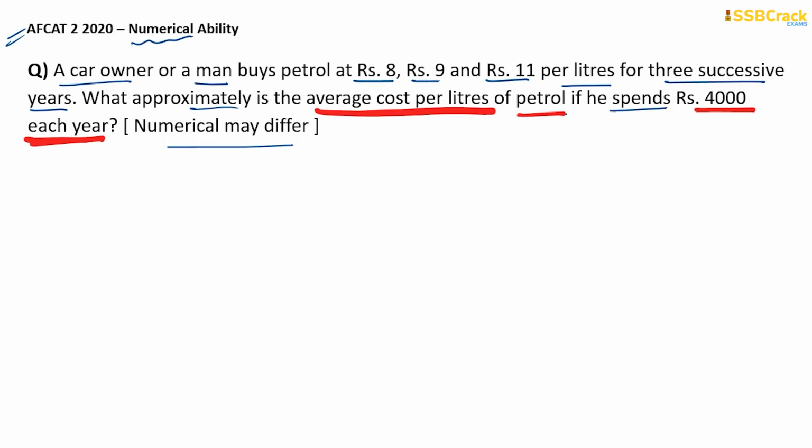Understand this question. In 1 year the man spends 4,000, so for 3 years it has to be 12,000 rupees, isn't it? So let's solve this particular question. How are we supposed to approach such a question?